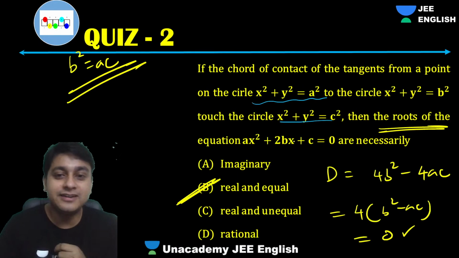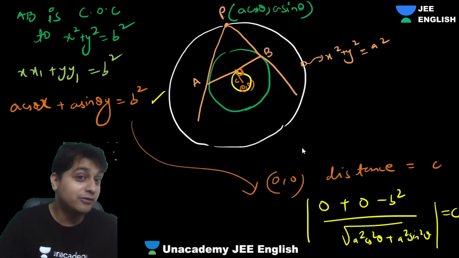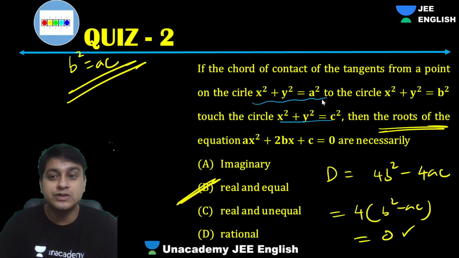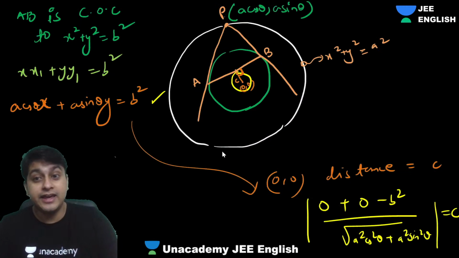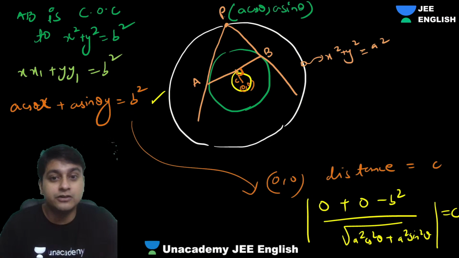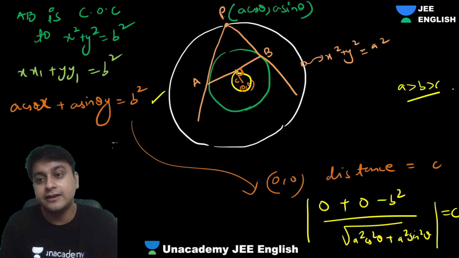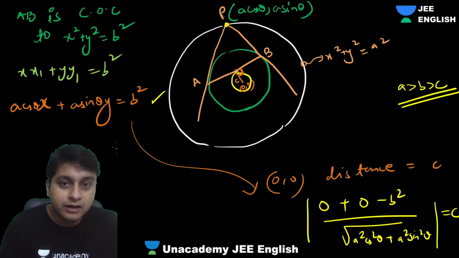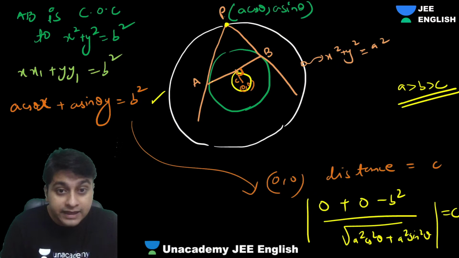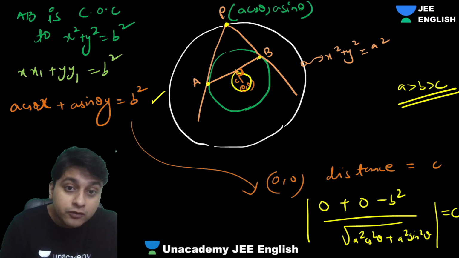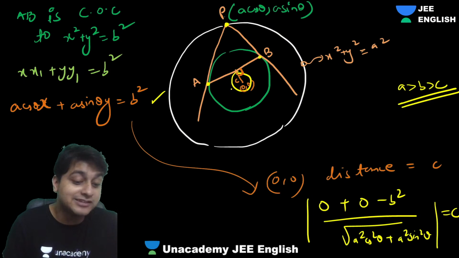What I have done here is use the chord of contact equation and also the tangent concept. This was the question: we had 3 concentric circles, a greater than b greater than c. This is how the diagram will be made. From a point on the first circle, we draw 2 tangents, and then the points of contact are joined. This is called the chord of contact. This chord of contact touches the third circle. Amazing question, right?